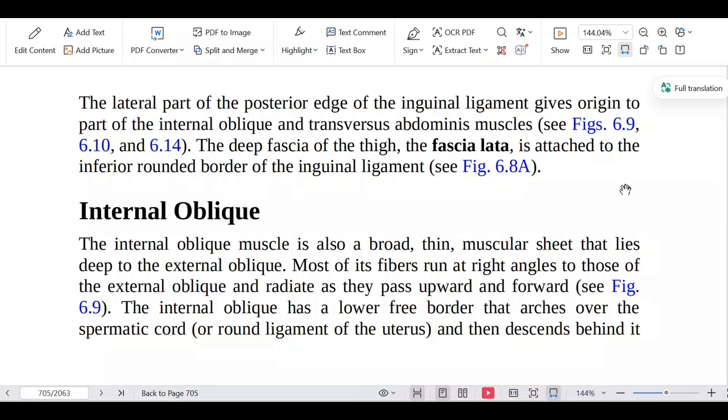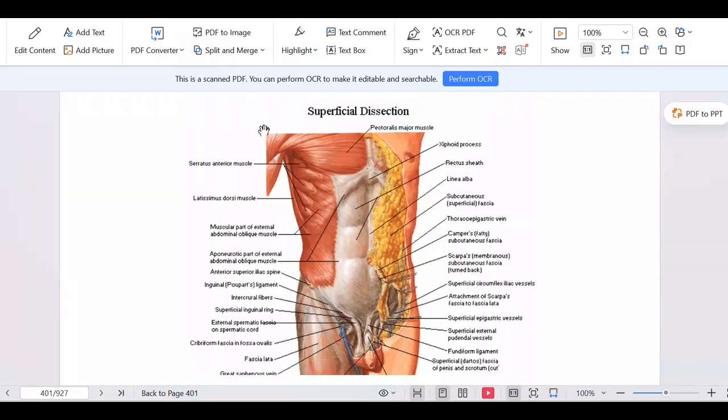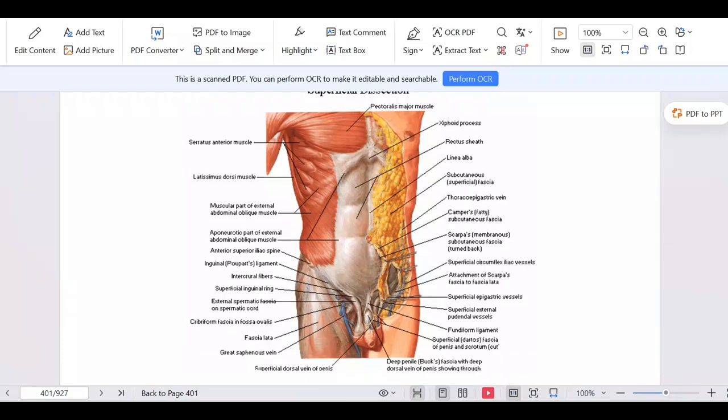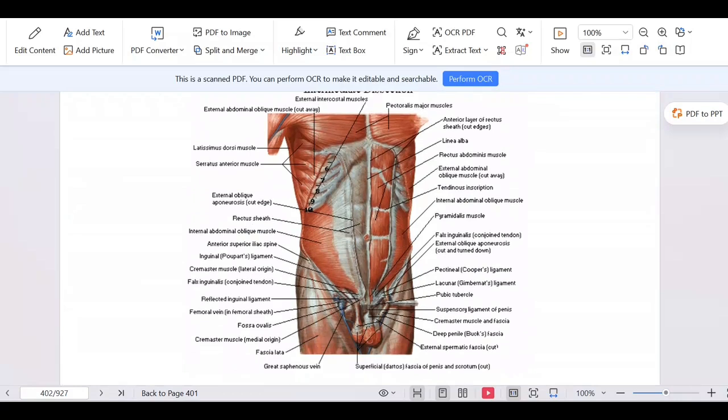And again the muscular part of the internal oblique will be more prominent laterally, and the medial part will be more of the aponeurosis type. Here you can also visualize in the atlas image that the fibers of the external oblique are coming downward and forward, and then they join from the opposite sides at the linea alba, but the fibers of the internal oblique will be coming upward.